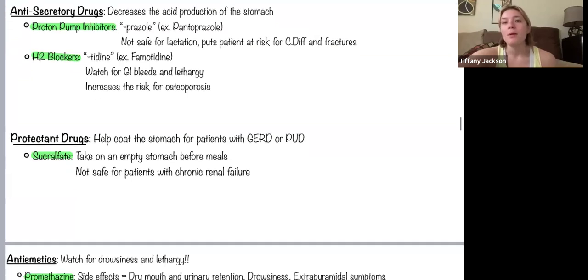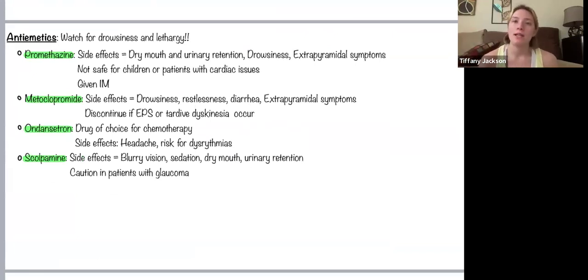Up next, we have our antiemetics. Big side effect for all of our antiemetics are going to be drowsiness and lethargy. This poses a safety concern because if the patient is actively vomiting and we make them drowsy and lethargic, it could lead to aspiration. So just keep that in mind, okay?